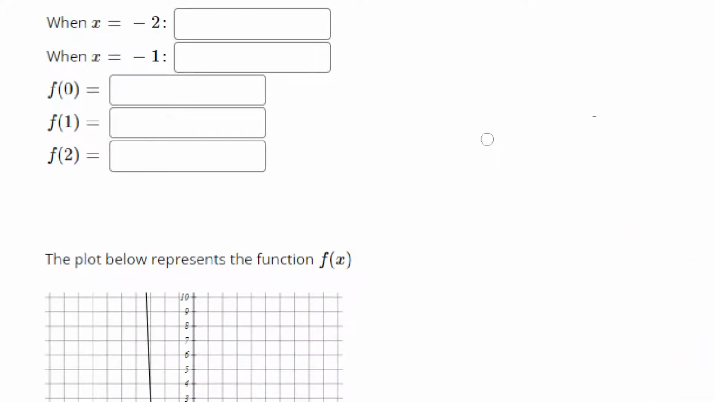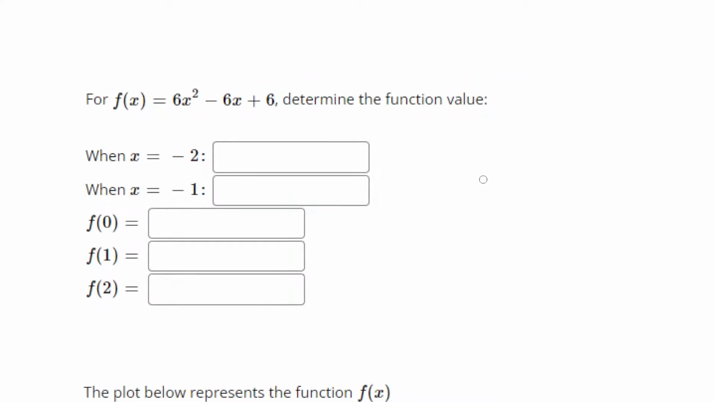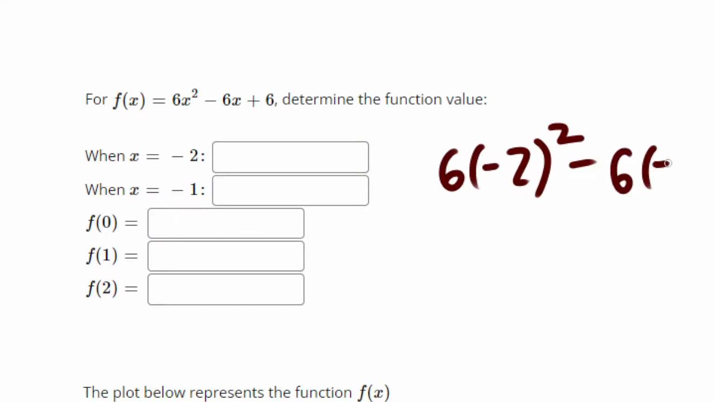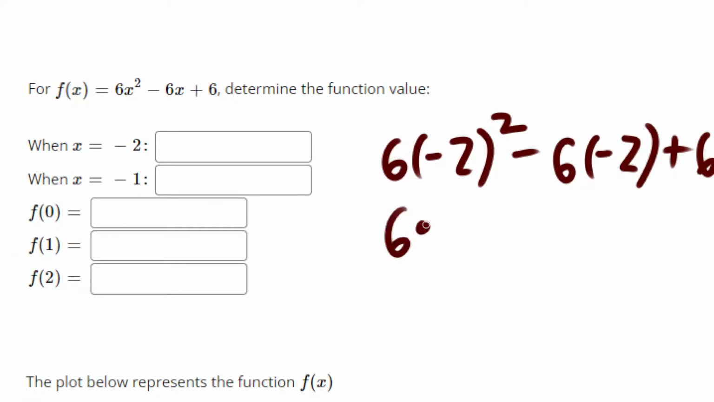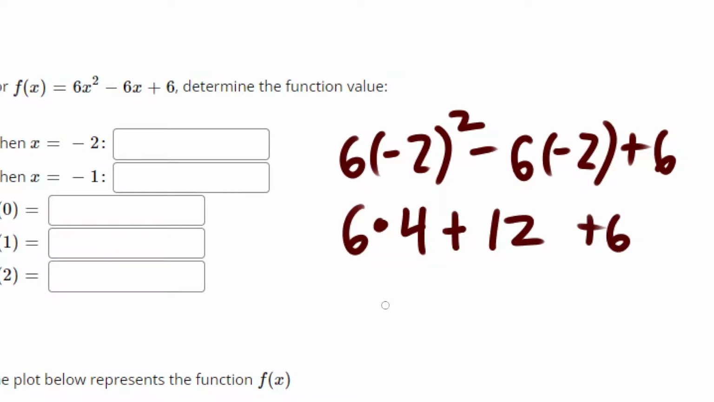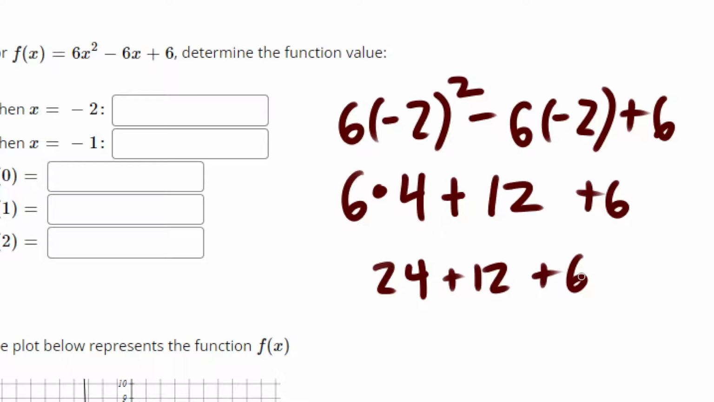Our first ones don't start with any exponent rules. This one is just saying, what is the function value when x equals negative 2? So we'll do 6 times negative 2 squared minus 6 times negative 2 plus 6. That will give you 6 times positive 4 plus 12, because that's going to be a negative times a negative, and then plus 6. 6 times 4 is 24, plus 12, plus 6. This is going to give you 36, 42. Yeah, so 42 for that answer.